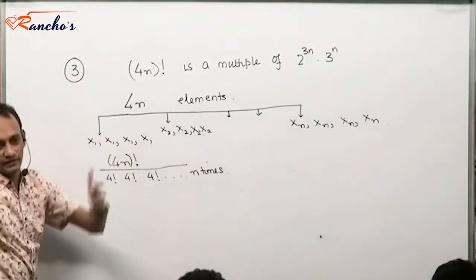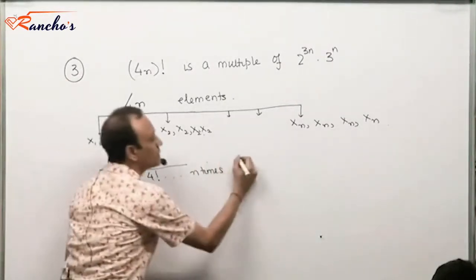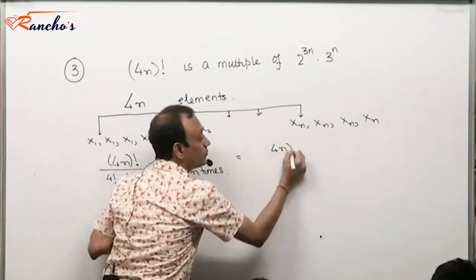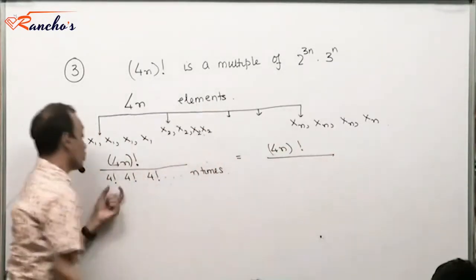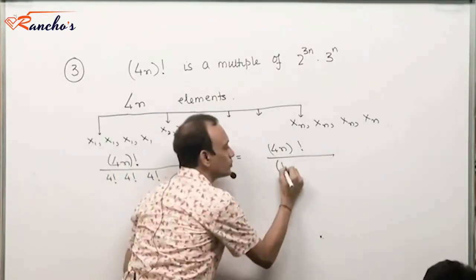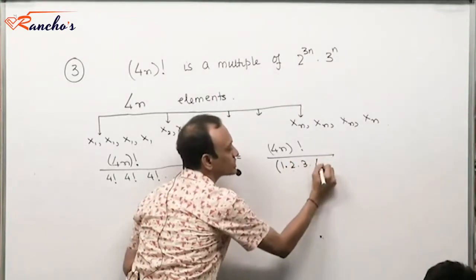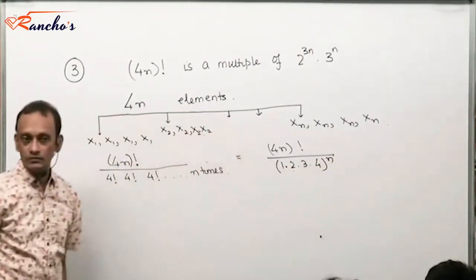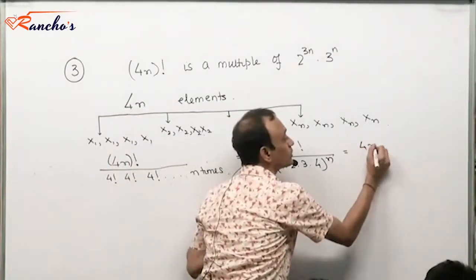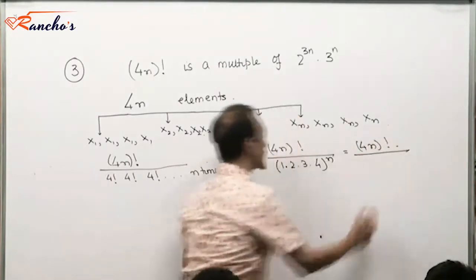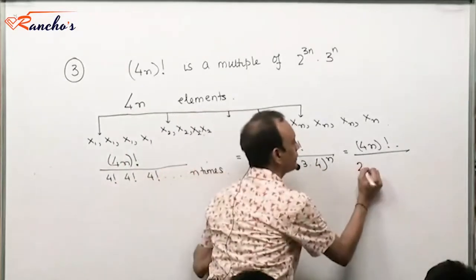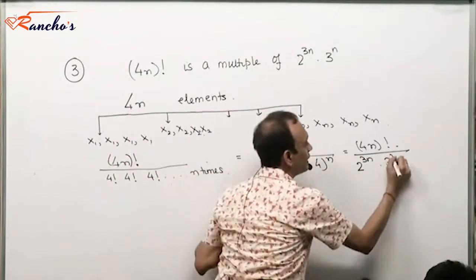This will be 4 factorial to power n. So this is 4n factorial divided by 4 factorial whole to power n. This is 4 factorial whole to power n means 1, 2, 3, 4. That's 4 factorial whole to power n. Yes or no? Which is like 4n factorial divided by 2 to power 3 whole to power n, 2 to power 3n into 3 to power n.